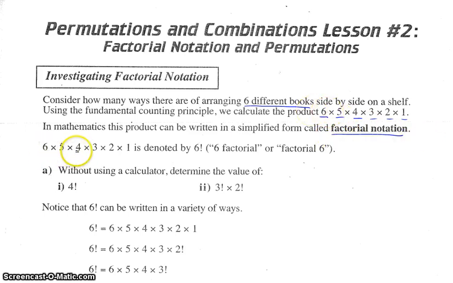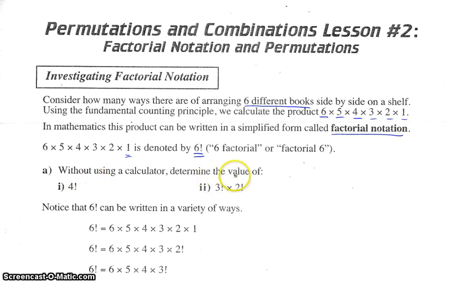So if it's 6 times 5 times 4 times 3 times 2 times 1, that's denoted by 6, and I know it's an exclamation mark, so it's not 6, it's 6 factorial is how you say that. Okay, and that way that implies that it's 6 times 1 less than 6, 5 times 1 less than 5, 4, all the way down until you reach 1.